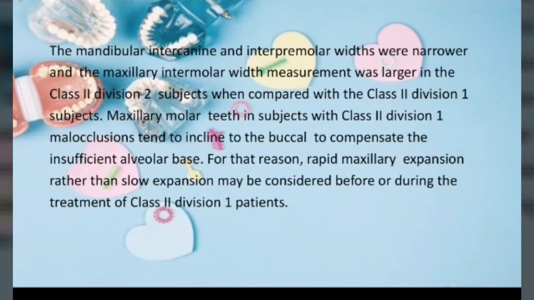The mandibular intercanine and interpremolar widths were narrower and the maxillary intermolar width measurement was larger in the Class 2 Division 2 subjects when compared with the Class 2 Division 1 subjects. Also, maxillary molar teeth in subjects with the Class 2 Division 1 malocclusion tend to incline to the buccal to compensate for the insufficient alveolar base. For that reason, rapid maxillary expansion rather than slow expansion may be considered before or during the treatment of Class 2 Division 1 patients.